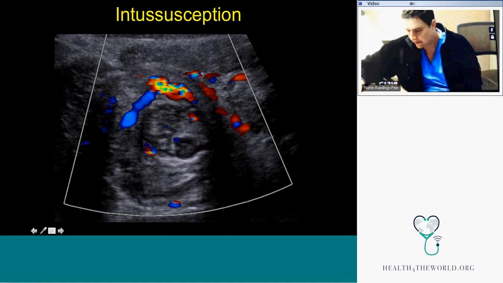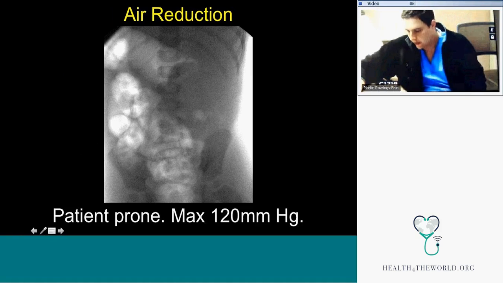we find classic for intussusception. How do you find intussusception? Abduction is a great way, with the patient prone. We see on the left, because the left is actually image left and the patient's right is image right. You don't need a hydrostatic pressure of 120 because that will increase your risk of perforation.